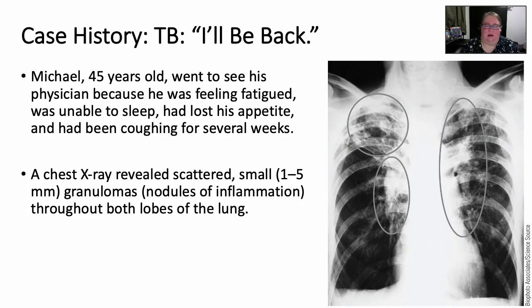Okay, so they run a bunch of tests on Michael, but one of the things they do is they take a chest x-ray. Now, this chest x-ray is going to reveal that Michael has a bunch of small granulomas spread throughout the lobes of his lungs. So granulomas are nodes of inflammation or infection. If we see here, these wispy things are the infection. This is the granulomas. They're really small, about 1 to 5 millimeters.